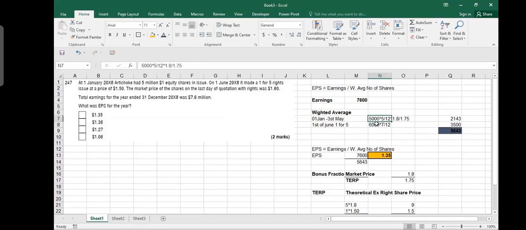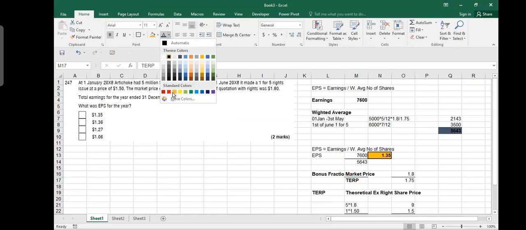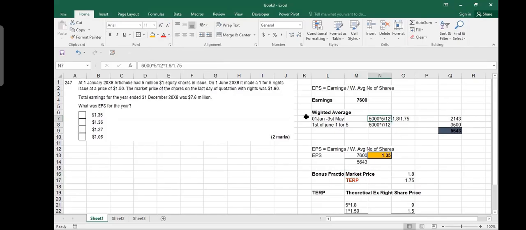But IAS 33 says that if you have issued bonus shares or rights shares, you must multiply by the bonus fraction. The formula for the bonus fraction is market price divided by theoretical ex-rights price. Market price was given, not a problem, but TERP we need to calculate because I need to put this number here. I need this 1.75.